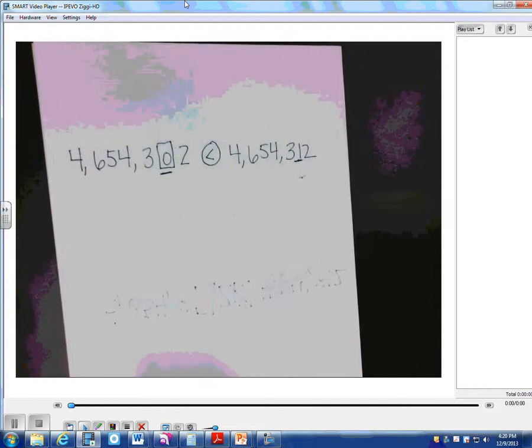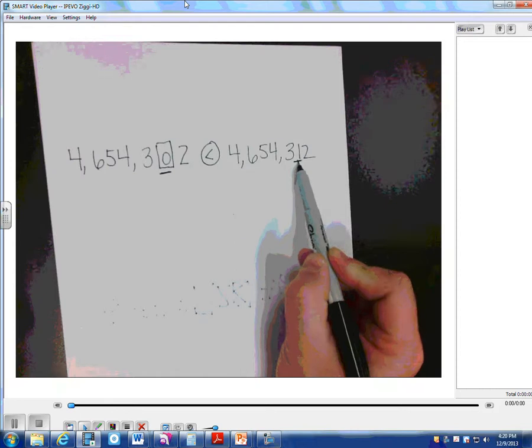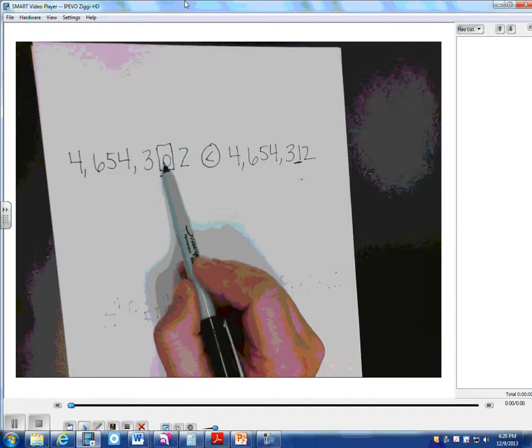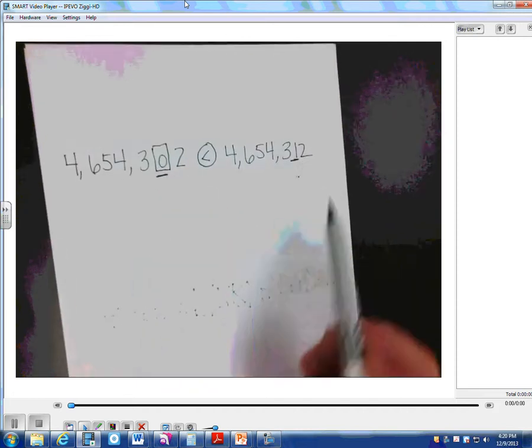Okay? So just comparing the numbers, once I get here, I saw that this is a 1. I know this has to be smaller. It's a 0. The only number smaller than 1 is 0, and then the 2's were the same in the 1's place. Okay? So the missing number was 0.